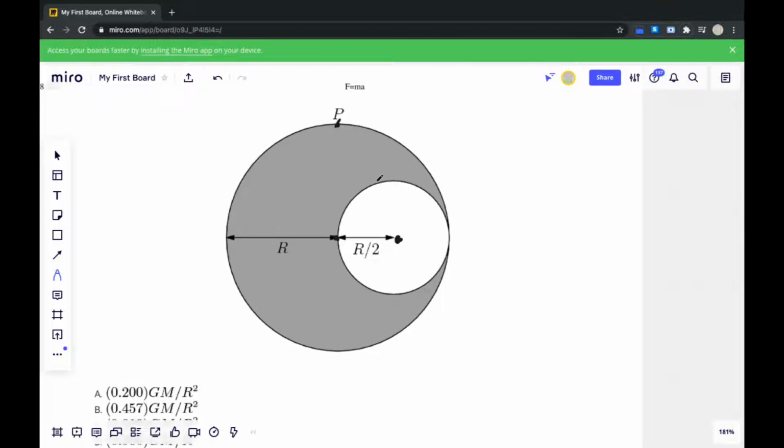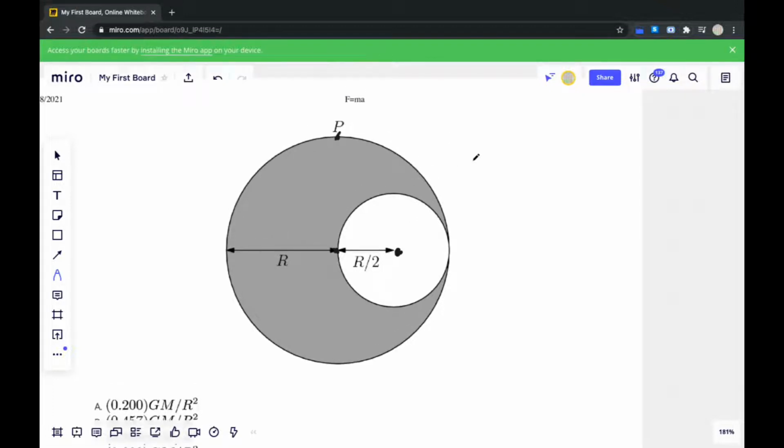The way we can do this is by using the fact that we can superpose the gravitational field. And what this means is we can find the gravitational field of the whole sphere and subtract it from the gravitational field of this hole. And we must do this vectorially because the gravitational field is a vector, so we can't just subtract the magnitudes. Okay, so let's try finding the gravitational field of the whole sphere first, of the original planet without the hole.